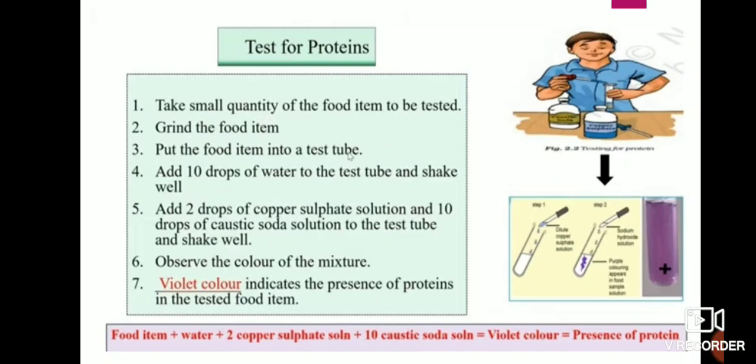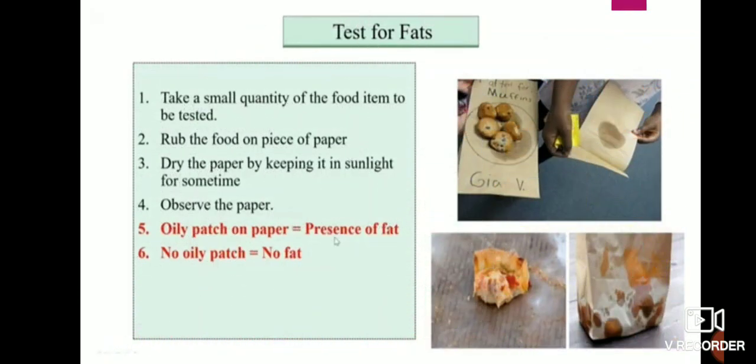So this is a test for proteins. Food item plus water plus 2 drops of copper sulfate solution plus 10 drops of caustic soda solution. If we are shaking it very well, if the color changes to violet color, it indicates the presence of protein. And next is the test for fats.